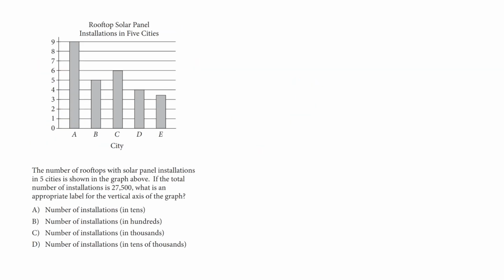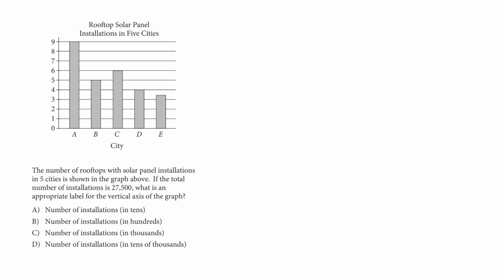Next, we have this graph. The number of rooftops with solar panel installations in 5 cities is shown in the graph above. If the total number of installations is 27,500, what is an appropriate label for the vertical axis of the graph? So our vertical axis is the one that goes up and down, and we see that our horizontal axis has city. So we want to know how should we label the vertical axis with numbers 0 through 9.